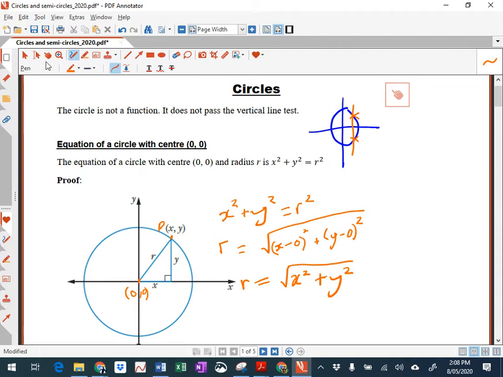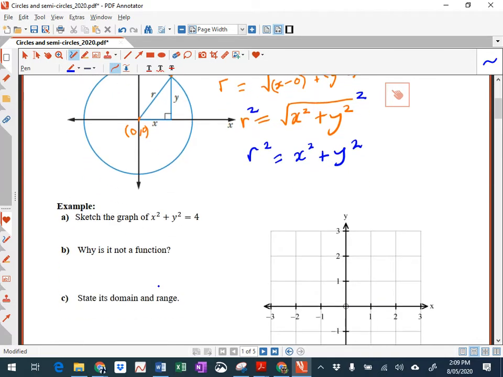Okay, and then square both sides. So square that side, square that side. That leaves me with r squared equals x squared plus y squared. So there's my equation. So you can either use Pythagoras' theorem or you could use the distance formula to show that for any circle, x squared plus y squared is equal to r squared. It's the relationship between x, y, and the radius.